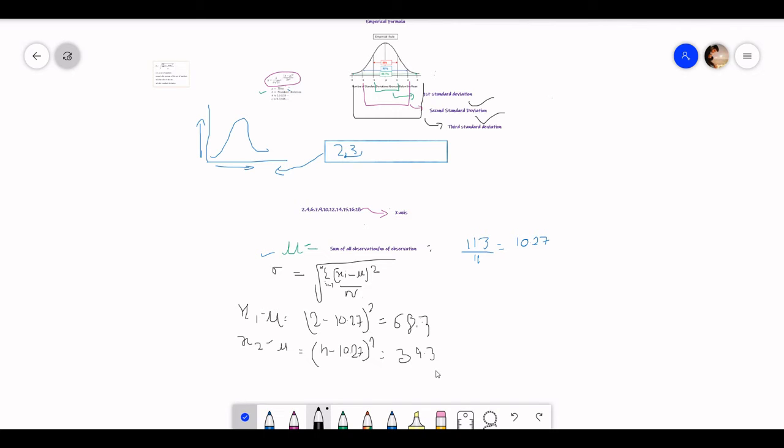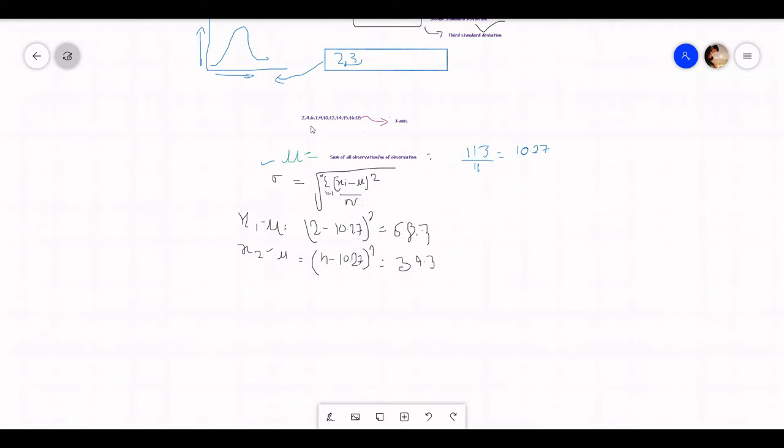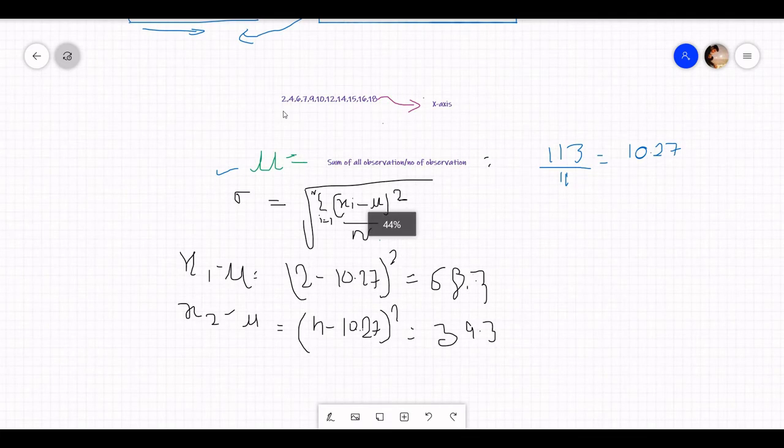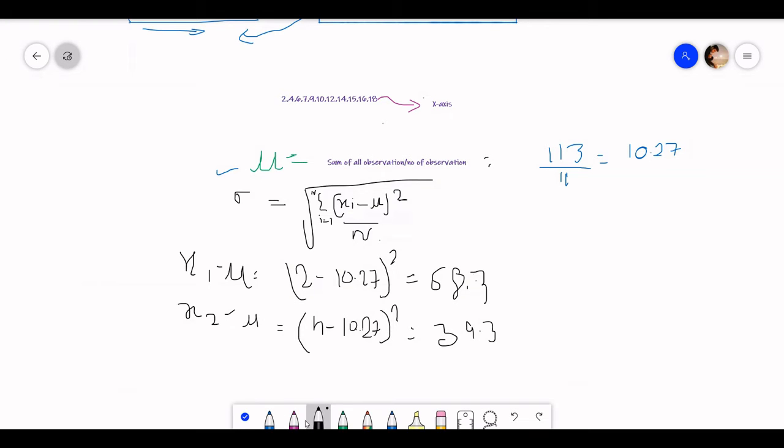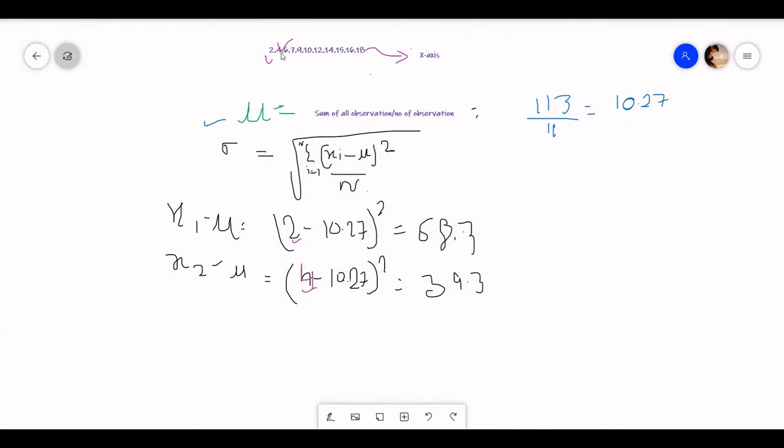So similarly, we have to find this for all the values. We can see that first I used 2 over here, and I used a 2 over here. Second I used a 4 over here, and I used a 4 over here. Similarly, we are going to find all these values for each value of our x-axis.